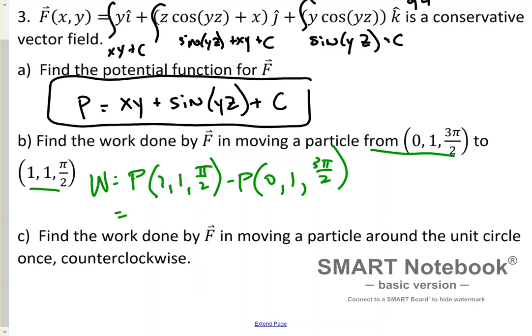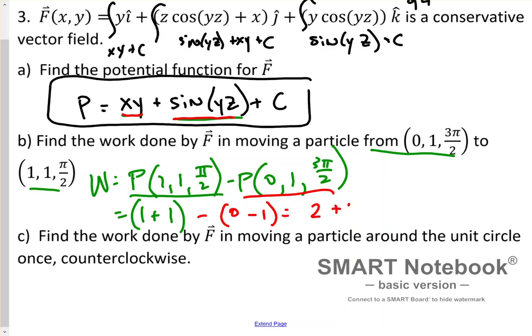Okay, so let's plug in all our numbers. If I plug in x and y are 1 here, this gives me 1 plus sine of pi over 2, which is 1. So that's plugging in this point here. And then I want to do minus plugging in this point. If x is 0, that first term will be 0. If y is 1 and z is 3 pi over 2, then that'll be sine of 3 pi over 2, which is negative 1. So this will give me 2 minus negative 1, which gives me 3.